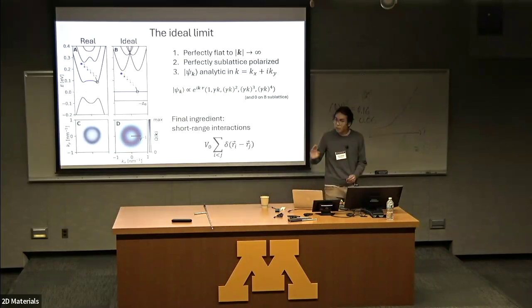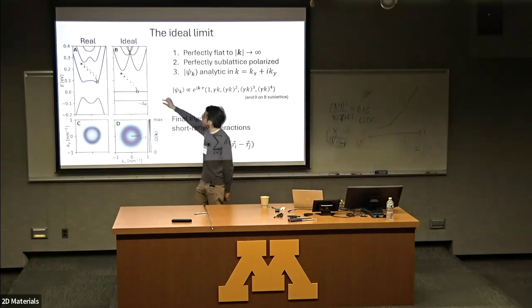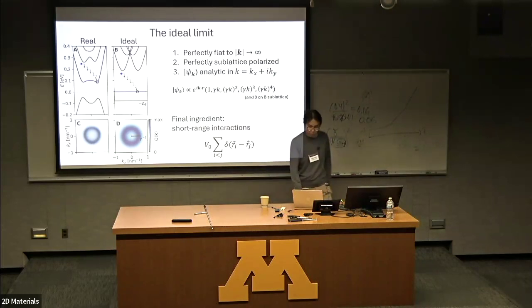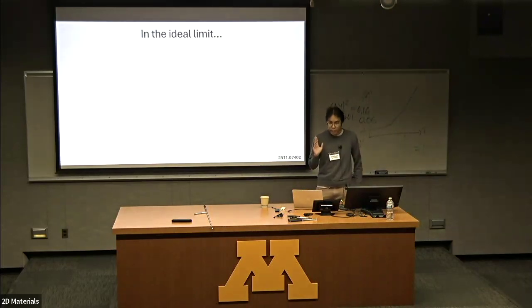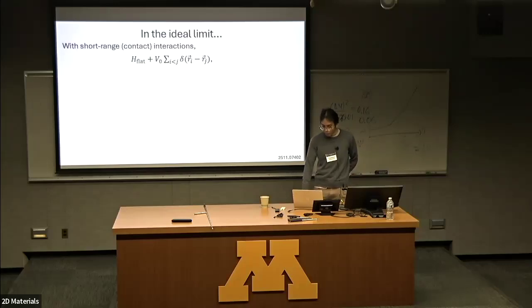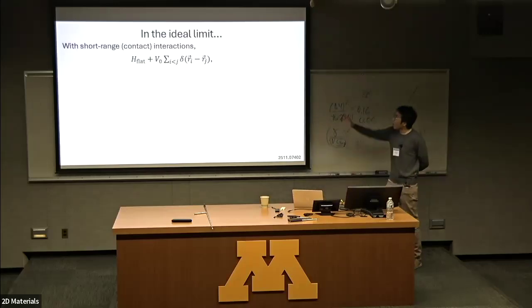So if you change something, you won't be in this flat band anymore. And I'm going to basically project to just this flat band in my next step, once I add these interactions. So in the ideal limit, let me just flash some statements that we can make. Again, our Hamiltonian is this flat band Hamiltonian, goes off to infinity.